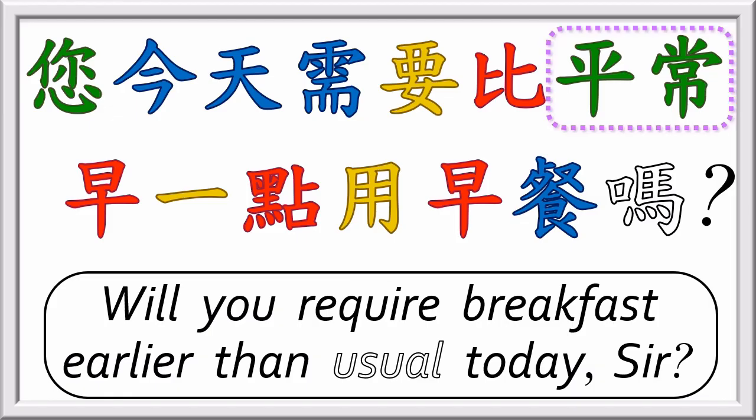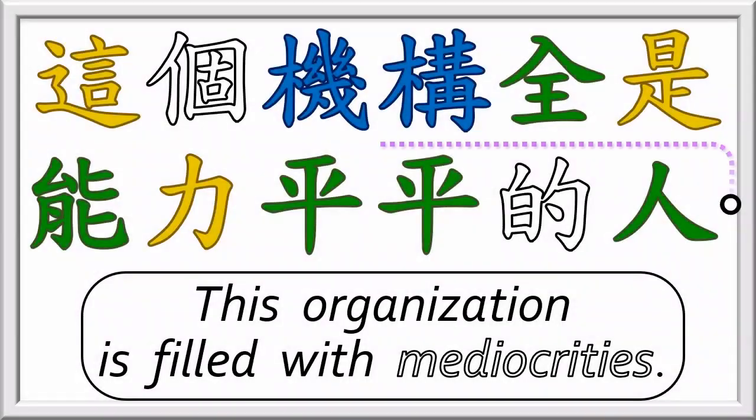您今天需要比平常早一点用餐吗？Will you require breakfast earlier than usual today, sir? To stress the feeling of ordinariness, even mediocrity, the connotation of flatness can be emphasized by doubling the character and saying 平平。这个机构全是能力平平的人。This organization is filled with mediocrities.